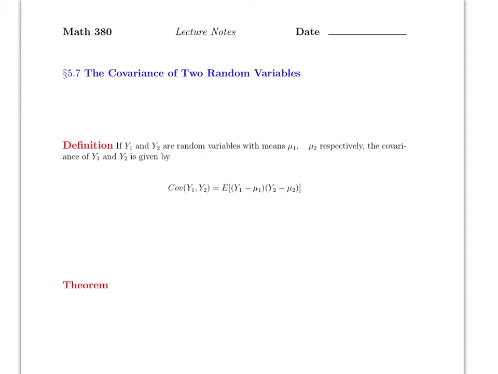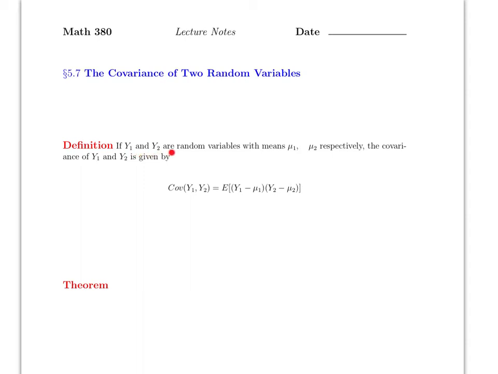Hello everyone, this video covers sections 5.7, 5.8 and 5.11. We're going to start with section 5.7, which is the covariance of two random variables. The definition of covariance is the following.